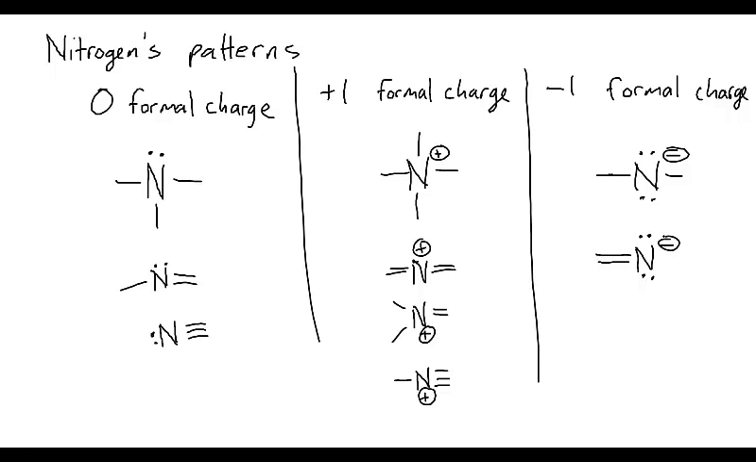So you should be able to actually do this for any of the elements listed here, particularly the ones on the right. Don't worry about the metals on the left-hand side. But for any of those elements on the right-hand side of the periodic table, you should be able to go through this pattern for yourself. All right, questions about formal charge?